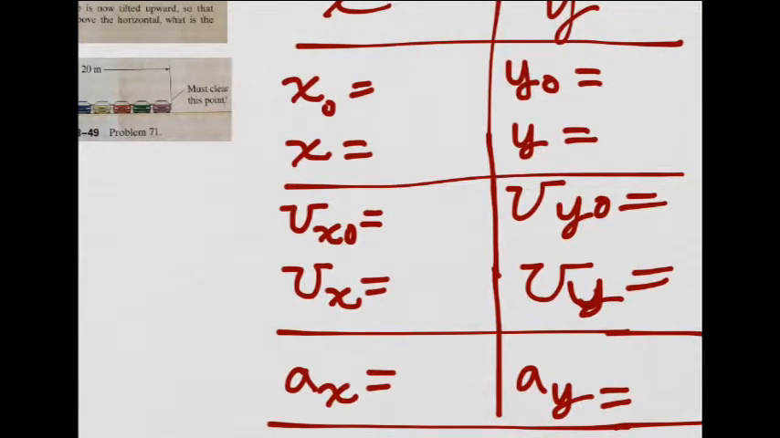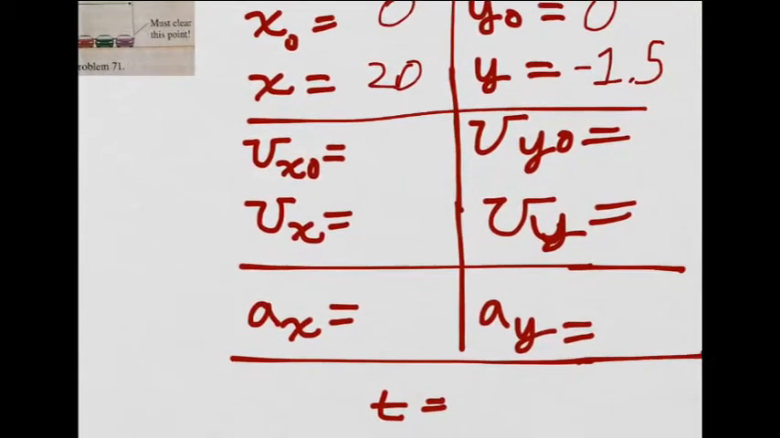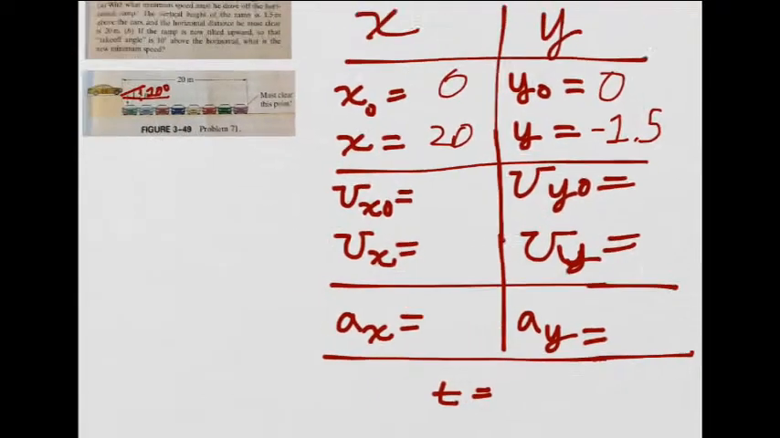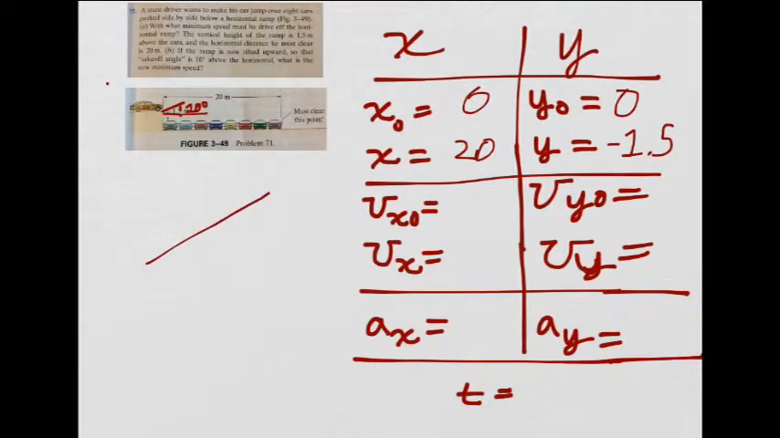Let's see, x initial and y initial are still the same. X final is 20, still 20. Y final is still negative 1.5. And this is where it gets funny, because we're looking for the minimum takeoff speed. Actually, we're looking for the minimum speed, and now we have this ramp that's angled at 10 degrees.